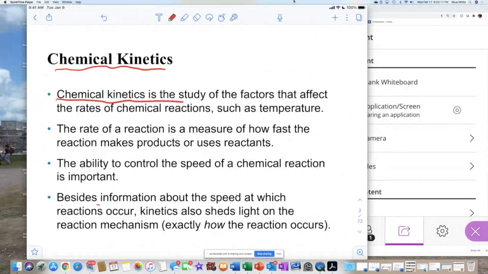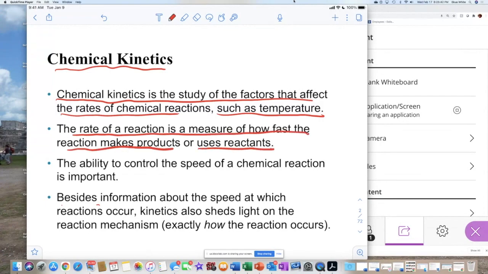Chemical kinetics is the study of the factors that affect the rate of chemical reactions, such as temperature. We will see later on there's more than just one factor, but for right now, there are certain characteristics that influence the rate of the chemical reaction. Once we know those characteristics, we can use them to our advantage. The rate of the reaction is a measure of how fast the reaction makes products or uses reactants.